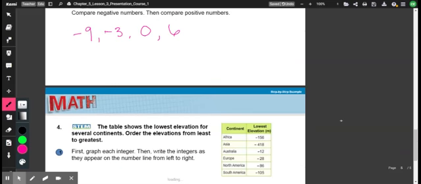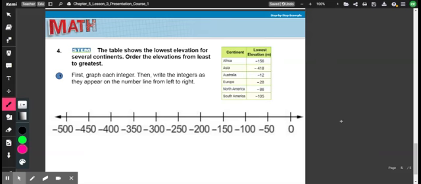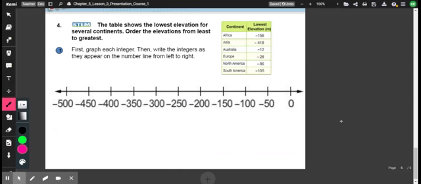Example 4 is going to be on page 366. The table shows the lowest elevation for several continents. Order the elevations from least to greatest. So again, we're going from left to right. Let's first graph each integer. We have Africa, which has negative 156. You're going to have to guesstimate on this since they're not going to have exactly the same. We're going to guesstimate that Africa is right there. And then we have Asia, which is negative 418, probably about there, give or take.